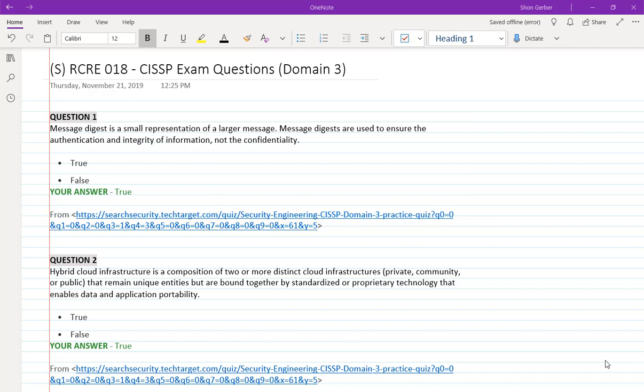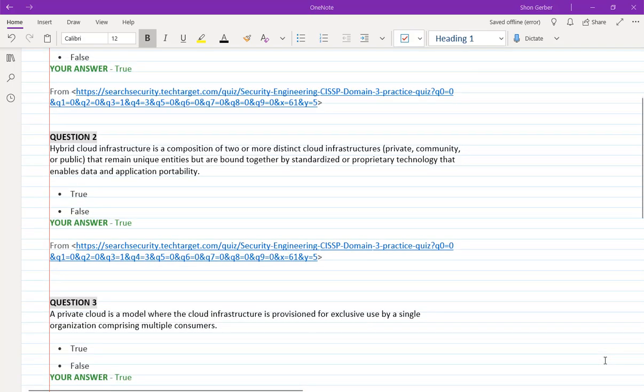Question 2. A hybrid cloud infrastructure is a composition of two or more distinct cloud infrastructures, private, community, or public, that remain unique entities but are bound together by standardized or proprietary technology that enables data and application portability. Yeah, that's a mouthful of words. It's like having your mouth full of marbles and talking.